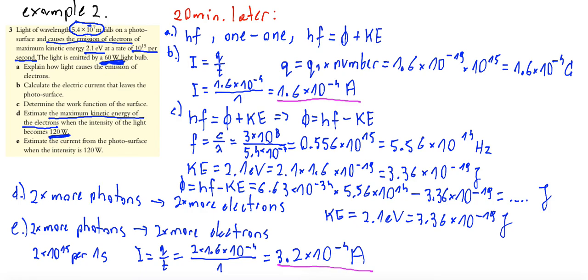Okay, so what is the difference between D and E? In D, more intense light means more electrons, but each electron has the same kinetic energy, so the kinetic energy of removed electrons is exactly the same. In E, 2 times more intense light means 2 times more electrons, so the current in the circuit is 2 times bigger, with the same stopping potential, because we have 2 times bigger charge, so 2 times bigger current. I like this example, a classic one.